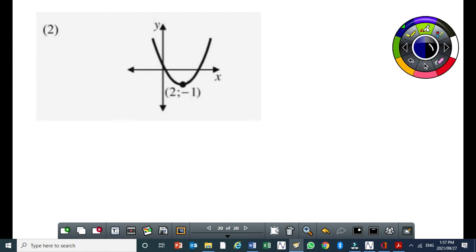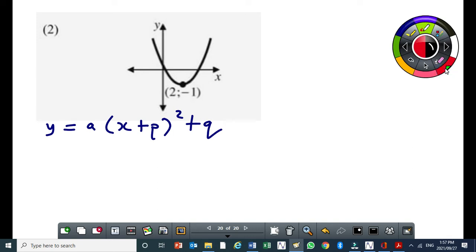your turning point form. The equation of the turning point form is y equals a times x plus p squared plus q. Remember, to calculate or to determine q, it's easy. P is slightly more complex, right? So we know that x is equal to minus p. What is the value of x at the turning point? 2. So we put 2 here. What this means is that P is going to be negative 2.